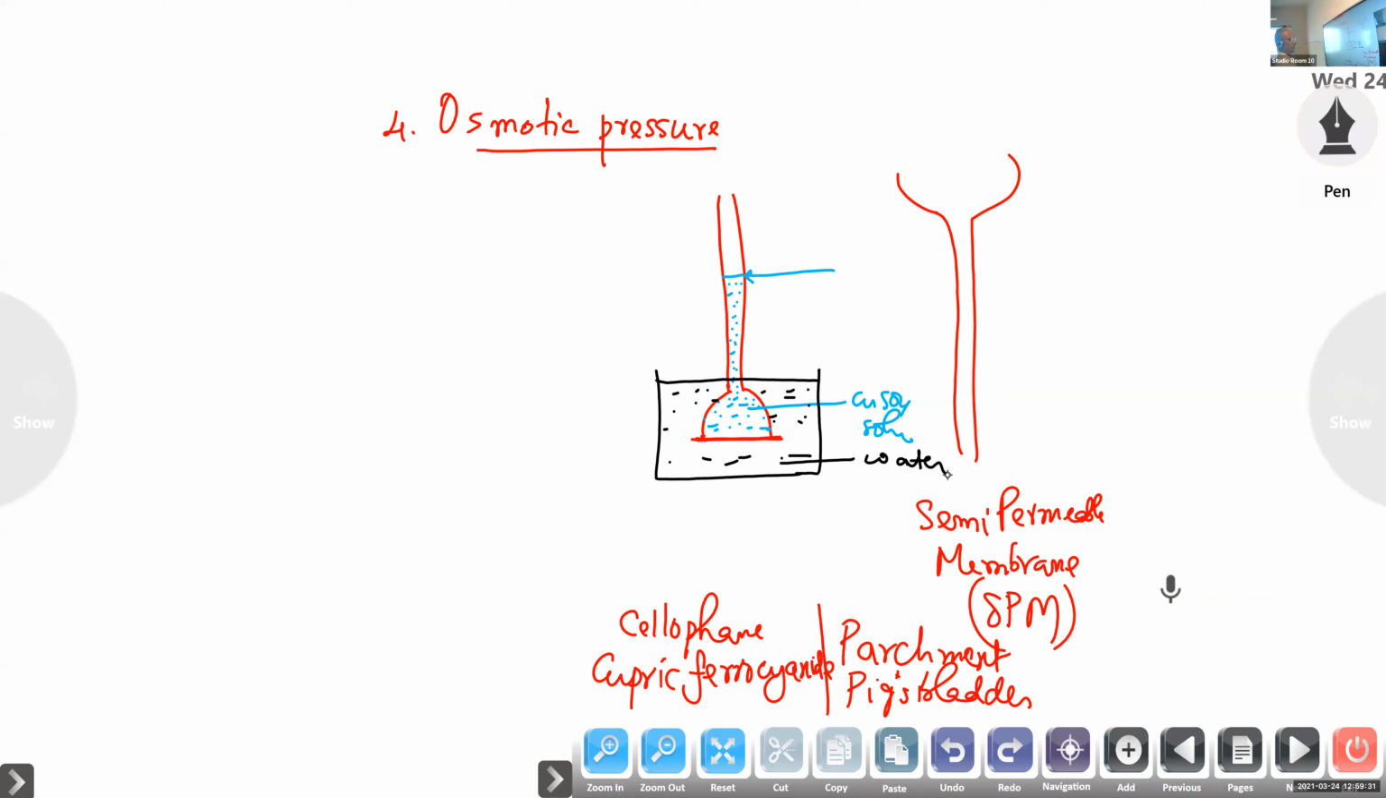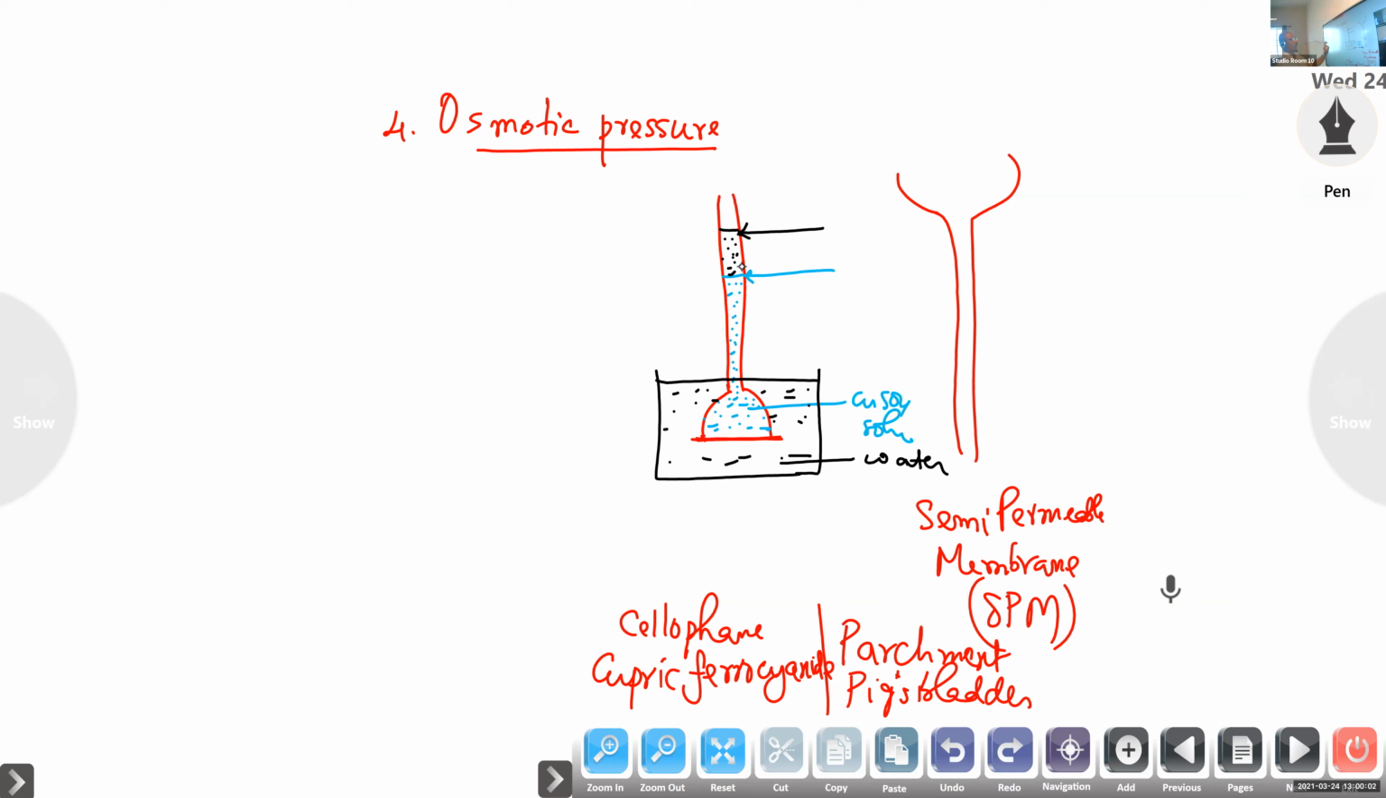Follow what I say. And up to where? Up to a certain height, the copper sulfate solution level has risen. That is the new level. After reaching a certain height, it remains stationary there. There is no further moving up.